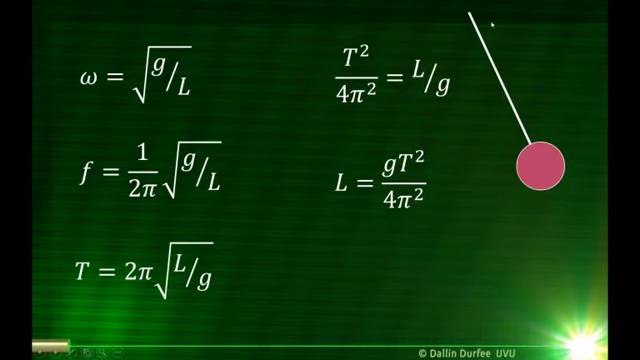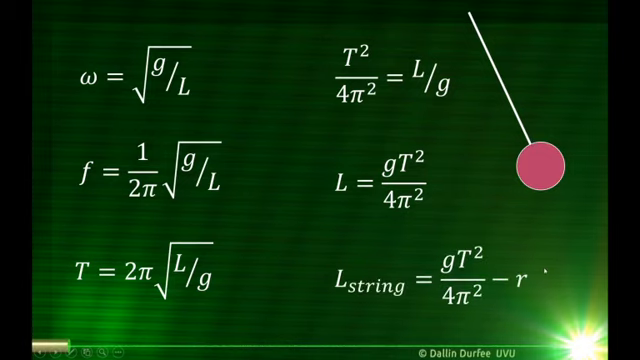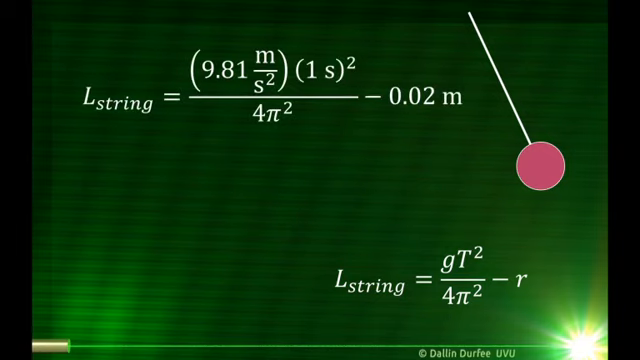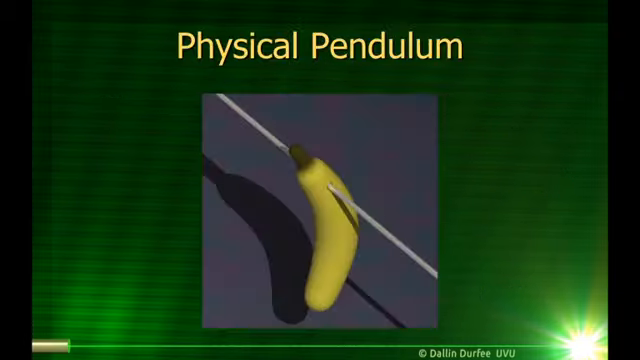All right, so instead of saying this is L, L is going to be from the pivot to the center of mass of the ball, which means the length of the string is L minus the radius of the ball. All right, and then we just plug things in, right? We want our time period to be 1 second. The radius of the ball is 2 centimeters, and we find then that the length of the string we want is 22.8 centimeters. Not hard to do.